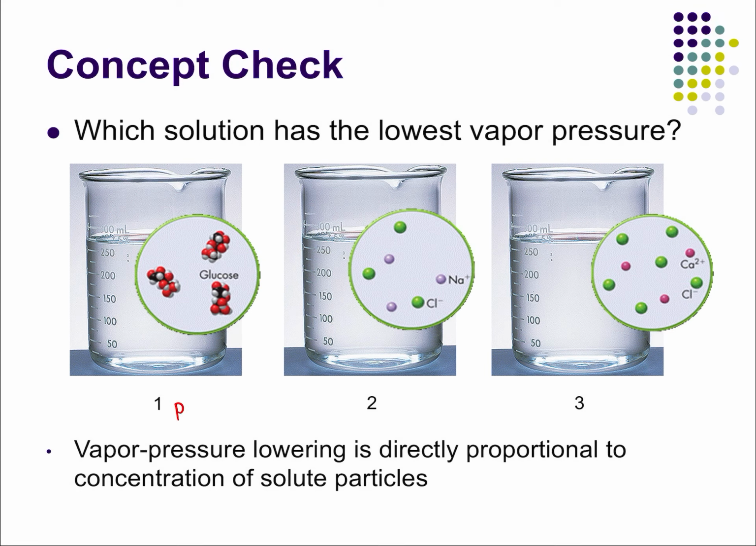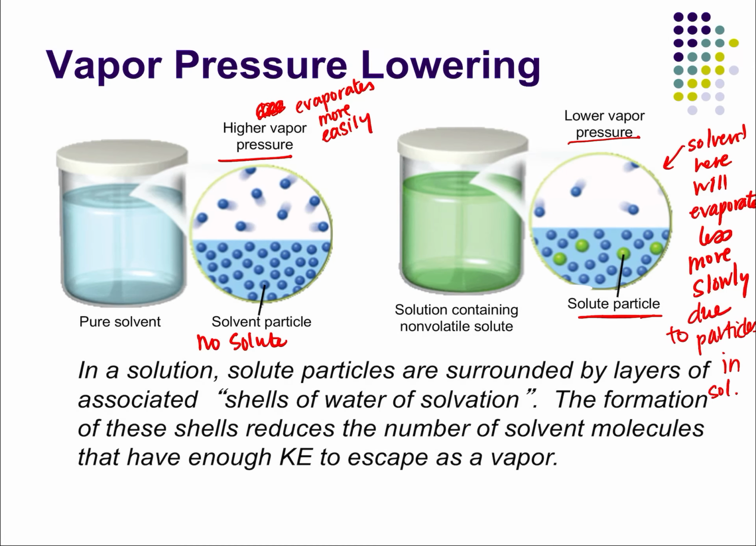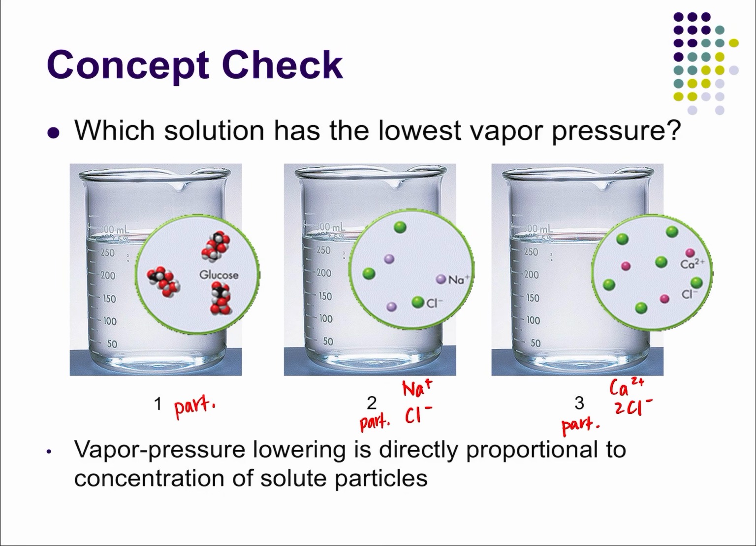So here we have glucose. We have one particle. Here we have NaCl, so we have Na+ and Cl-. We have two particles. And here we have Ca2+ and 2Cl-, so we have three particles. So which one has the lowest vapor pressure? If you look back here, we had a pure solution, higher vapor pressure. We have solute particles, so lower vapor pressure.